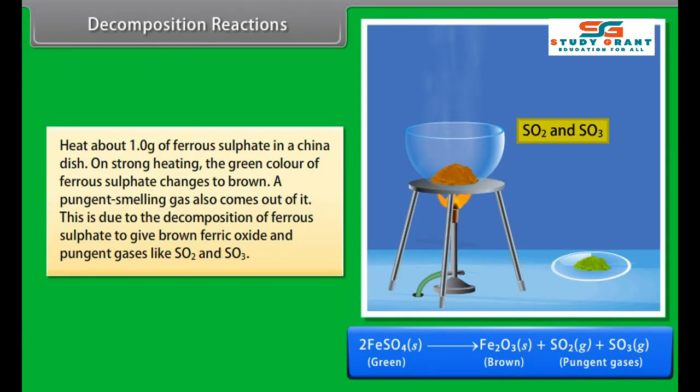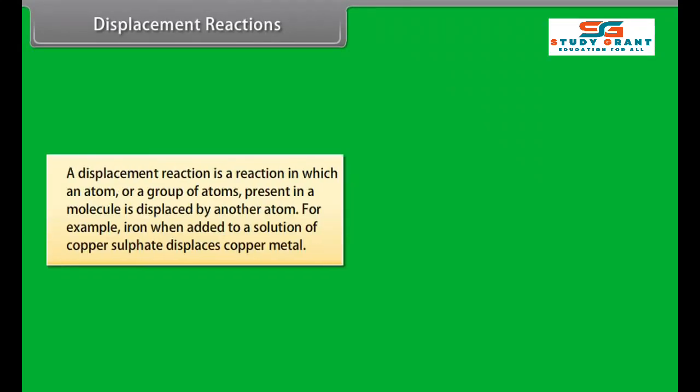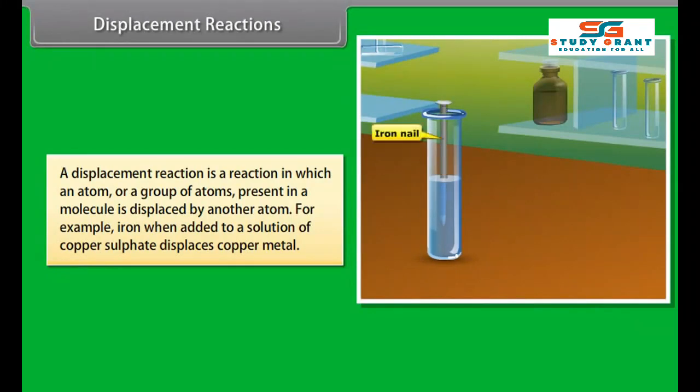Calcium carbonate (marble) decomposes to calcium oxide and carbon dioxide. The calcium oxide formed reacts with water to give an alkaline solution. Therefore, red litmus turns blue.